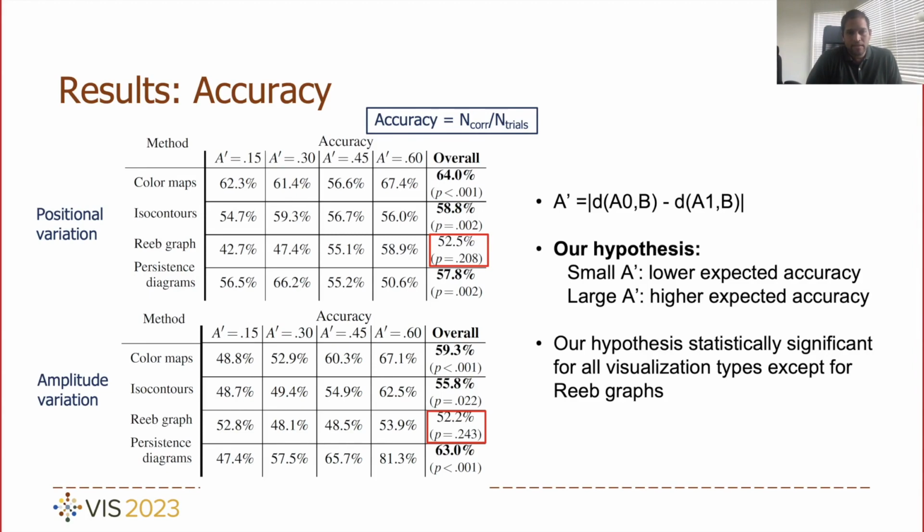We calculate accuracy as number of correct selections divided by number of total trials for a given visualization type. And our hypothesis is that for small A dash values, we expect accuracy close to 50%, whereas for large A dash values, we expect higher accuracy. Now, our hypothesis was statistically significant for all visualization types except for the REEP graphs, which had high p-value.